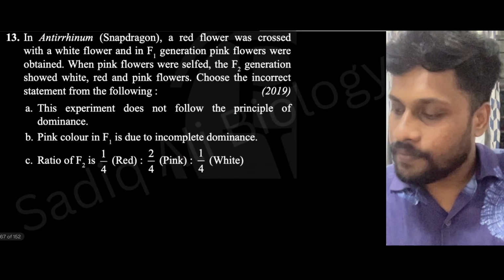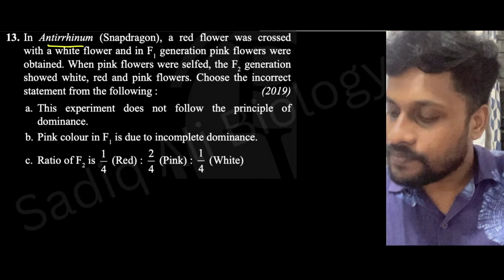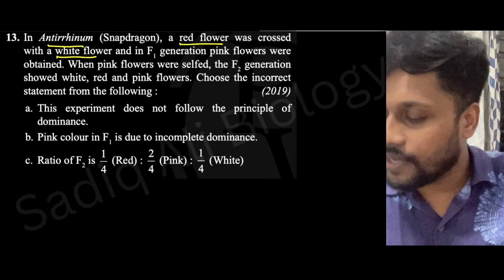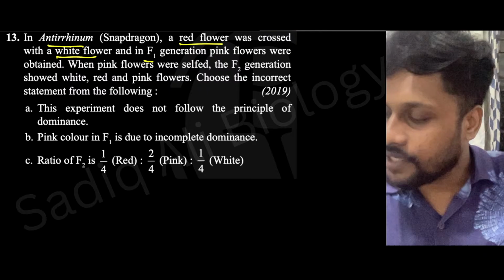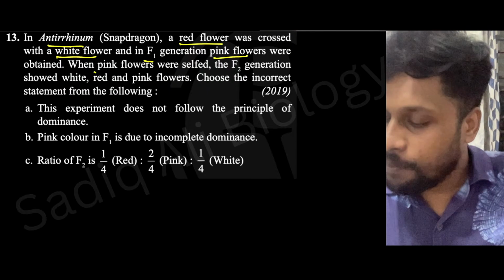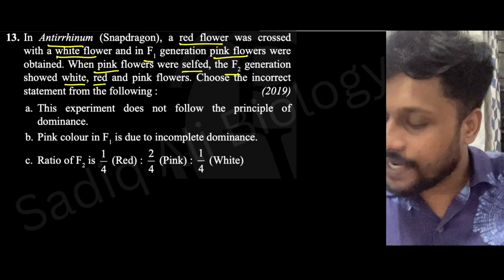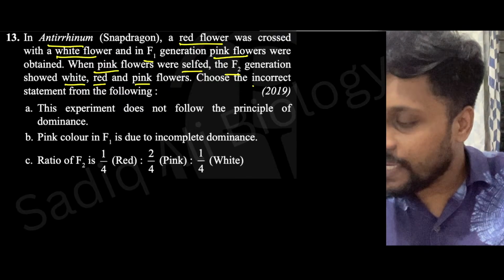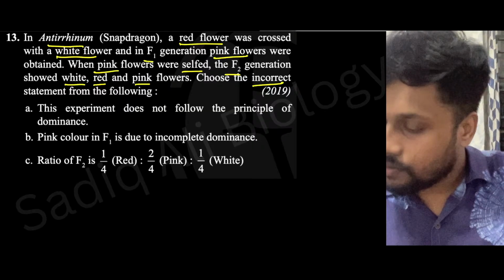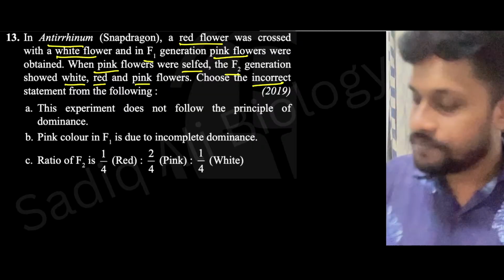Now, 13. In Antirrhinum, snapdragon, a red flower was crossed with a white flower. In the F1 generation, pink flowers were obtained. When the pink flowers were selfed, the F2 generation showed white, red, and pink flowers. Choose the incorrect statement from the following. What will be the answer here?